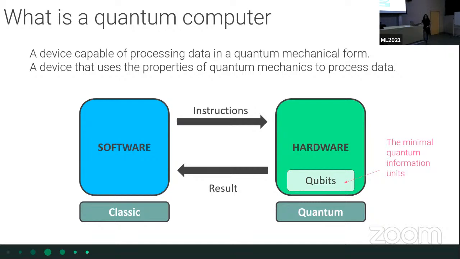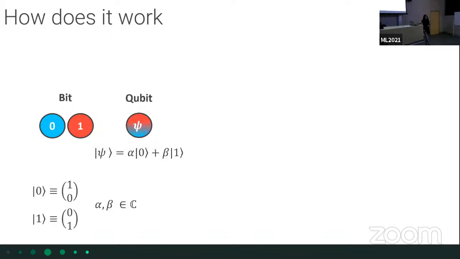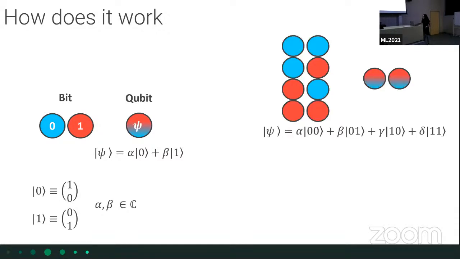But this is the main idea. It's a software that is classical and a hardware that is quantum. And how does it work? The basic units are called qubits, which stands for quantum bits. In contrast to bits, which have only two very definite states, zero and one, qubits can have a superposition according to quantum mechanics. This superposition is made of two orthogonal states, which we call zero and one, with any parameter in front of them, which could be complex, of course, or negative, and that's why they are called amplitudes instead of probabilities.